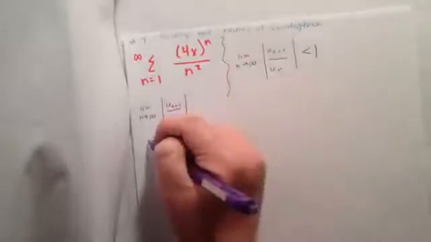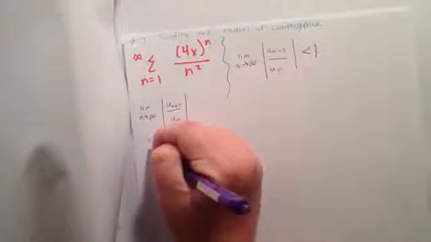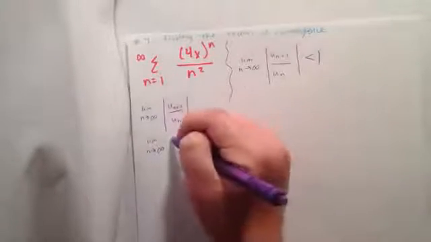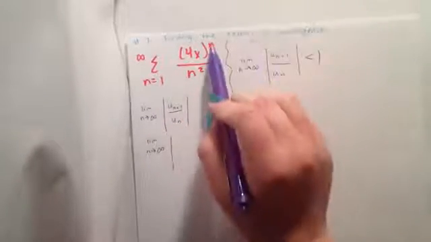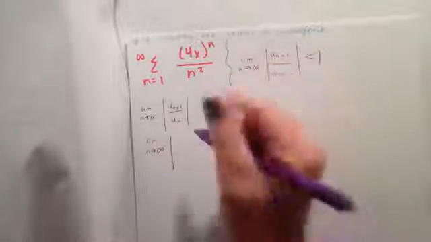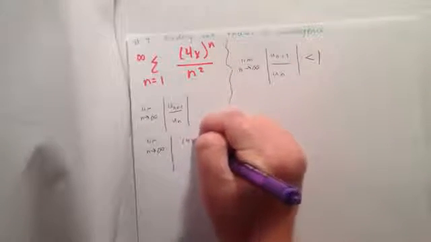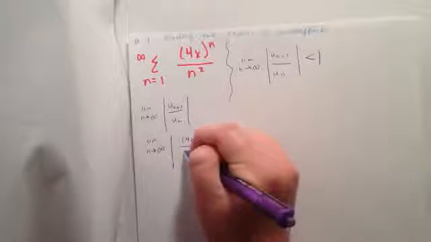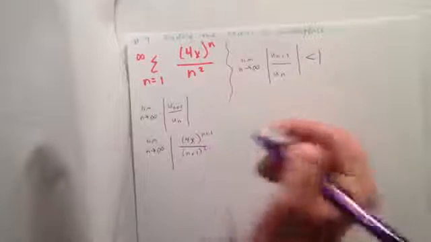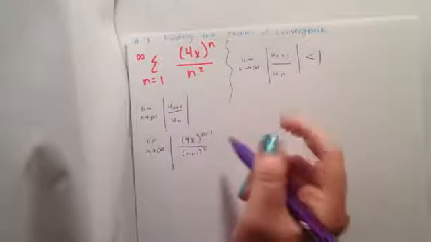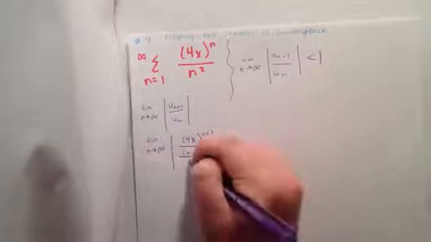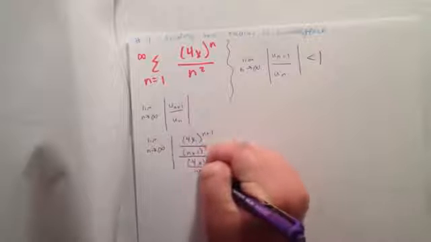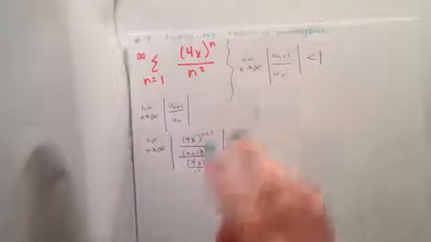So, limit as n approaches infinity. I keep messing that up. And we're going to plug in n plus 1 wherever we see n for our series. So, 4x to the n plus 1 over n plus 1 squared over the original function, 4x to the nth power over n squared. Don't forget the absolute value.